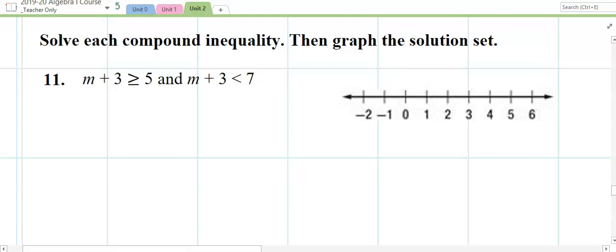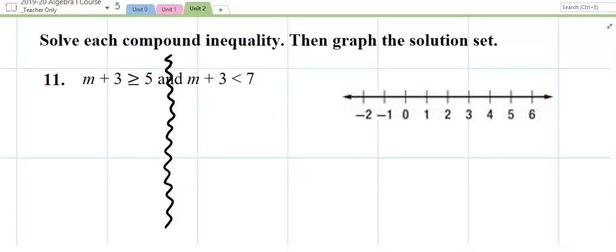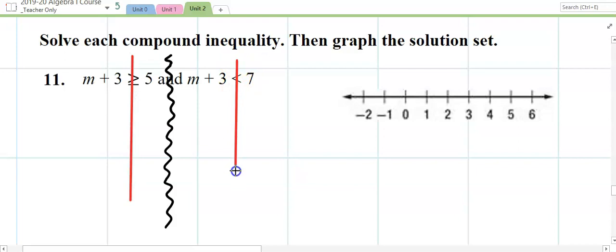Let's solve some compound inequalities. They're not difficult, it's just like doing 2 problems on the same graph. I'm going to just break it down into 2 sides. I have an inequality on the left, and I have an inequality on the right. We're going to solve them separately, then graph them.